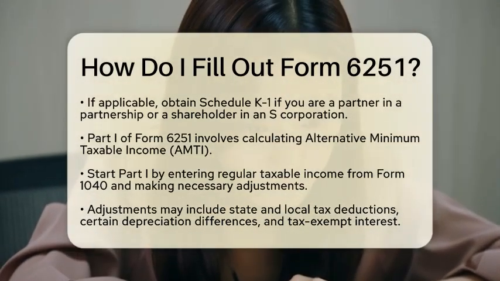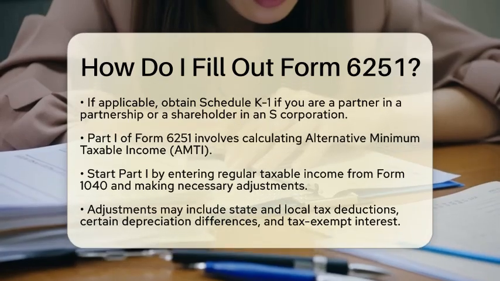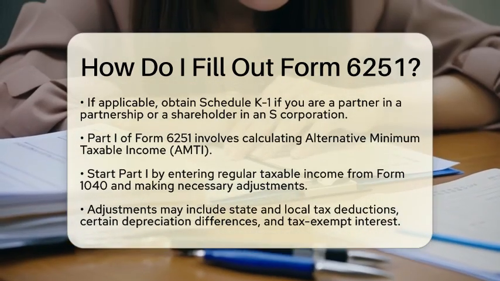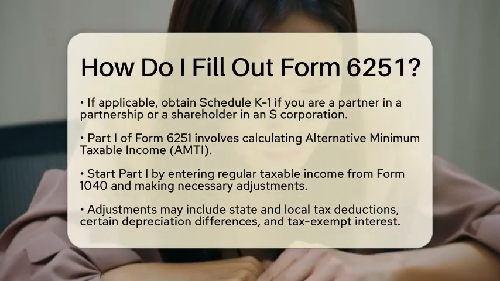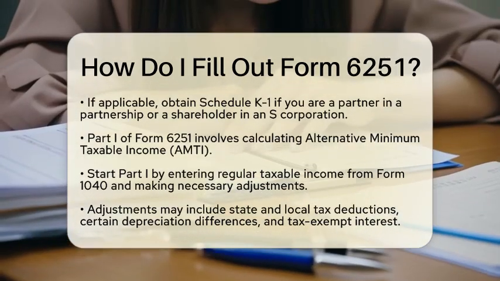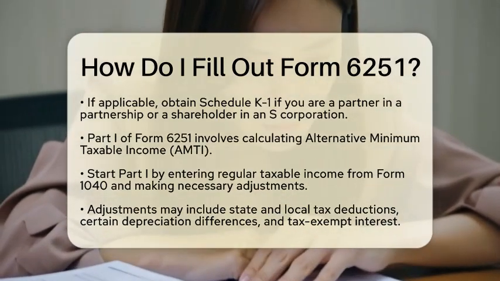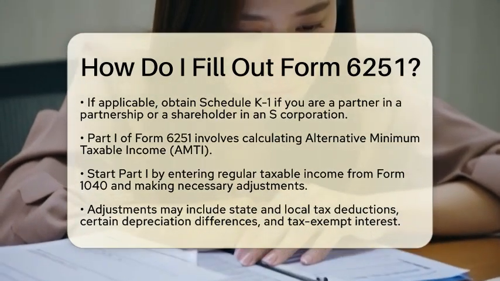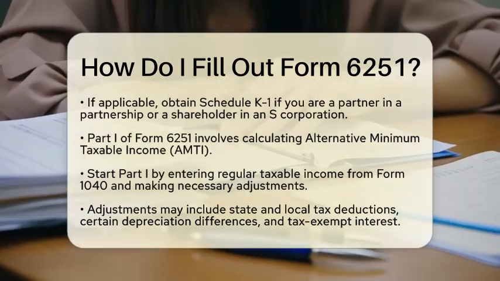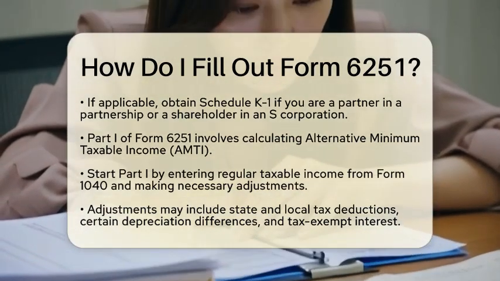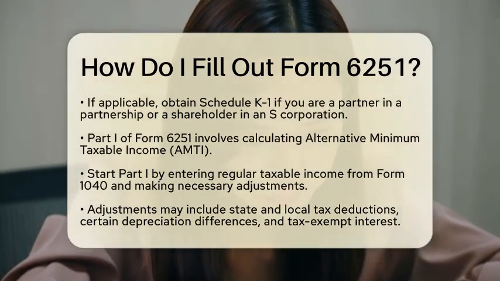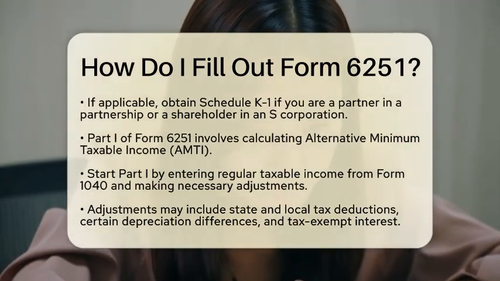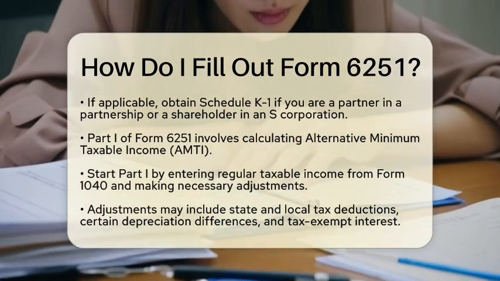Now, let's move to Part I of Form 6251, which is about calculating your alternative minimum taxable income. Start by entering your regular taxable income from your Form 1040. Then, make the necessary adjustments and add back specific tax preference items required by AMT rules. These adjustments may include state and local tax deductions, miscellaneous itemized deductions not allowed for AMT, certain depreciation differences, and tax-exempt interest from private activity bonds.